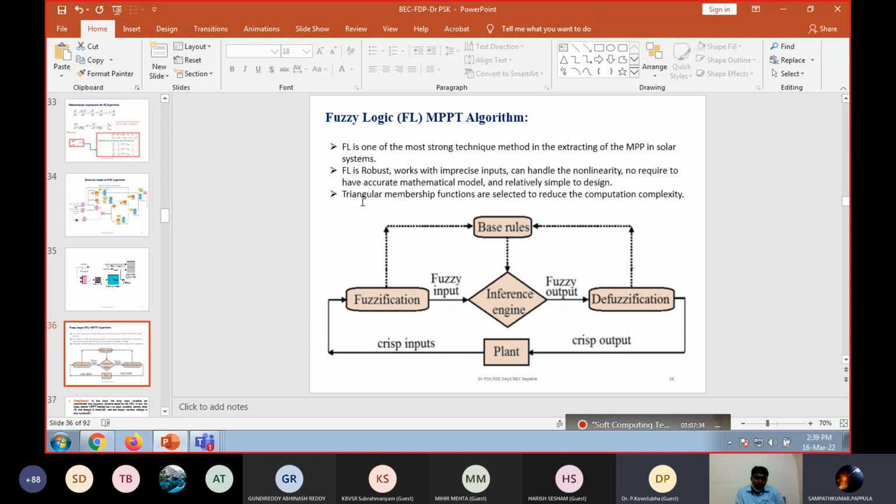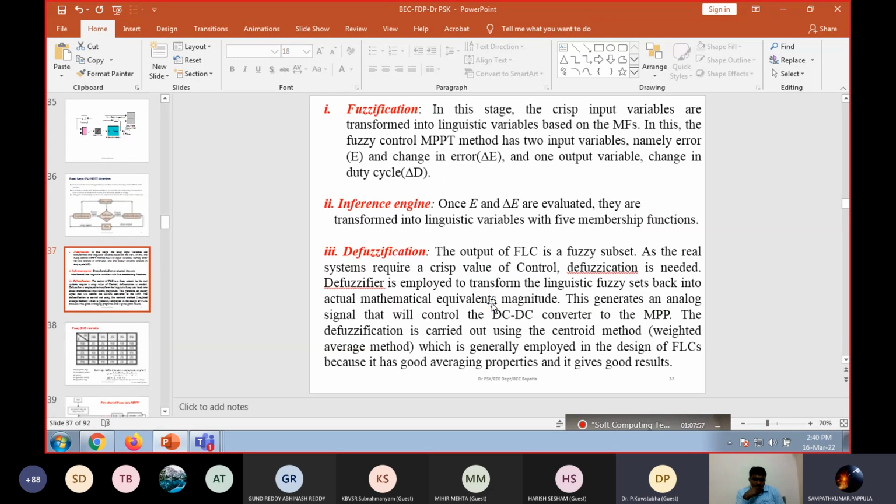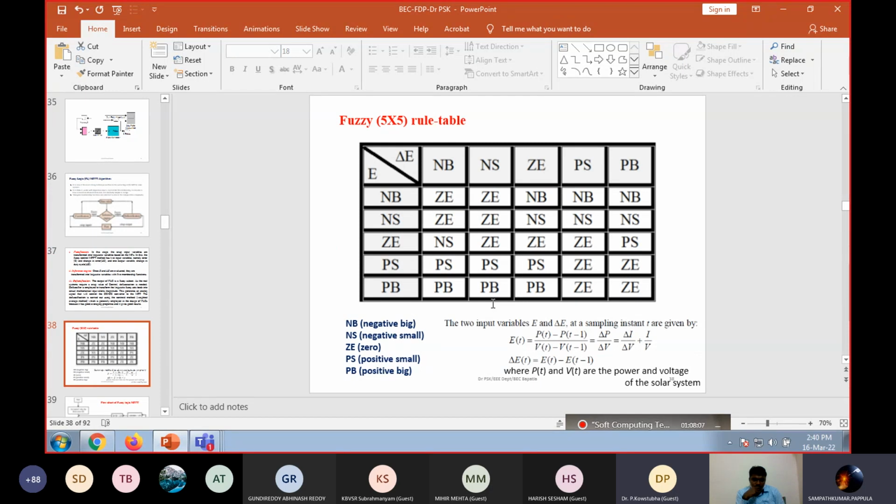And here, the triangular membership functions are selected to reduce the computation complexity in this particular fuzzy system, right? Triangular memberships are taken here. So here we have fuzzification, inference engine, and defuzzification. All these were discussed in the previous session, so I'm not going to discuss much more on these blocks, what fuzzification and defuzzification are. In this concept, I have taken a 5 by 5 matrix.